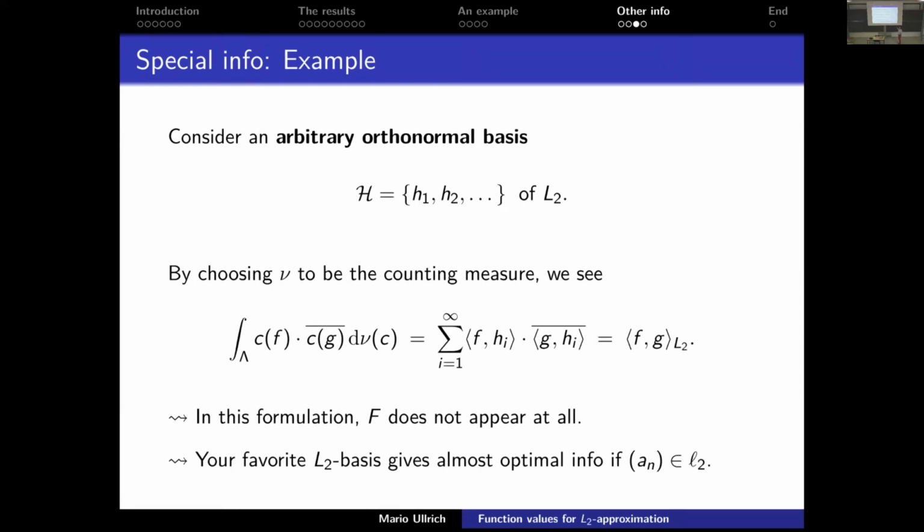And note that in this situation, because that's just an orthonormal basis of L2, F does not appear at all in this formulation. So it doesn't matter what F is. The only thing that matters is you must be compactly embedded into L2, and you take an orthonormal basis from this L2. So this is completely independent of F. And this just means that your favorite L2 basis gives you almost optimal information, and you can use projection with that, and you only lose the square root of a log, under the assumption that there is any means to approximate that, so that the optimal information is good.